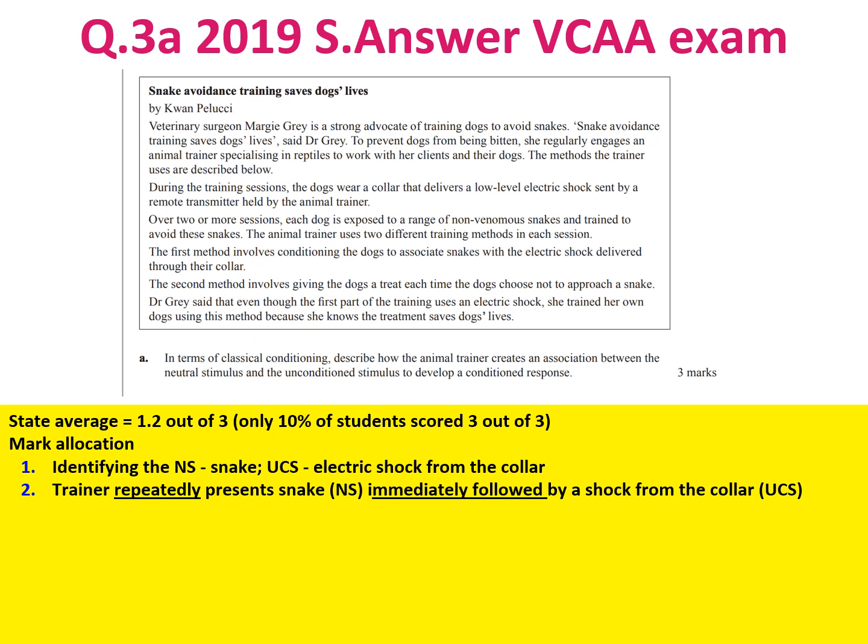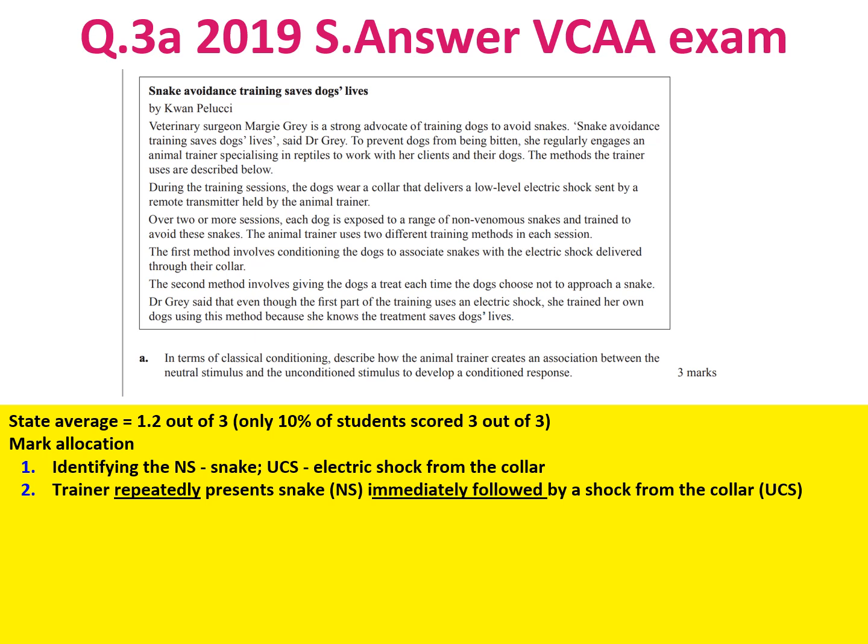Second mark was what a lot of students missed out on because of a lack of detail. So typically students emphasize there needs to be repetition. Typically students stated that the repetition involves the pairing of the NS and the UCS, but what students lost marks on was the failure to discuss the order. So therefore, emphasis needs to be placed on the rules of classical conditioning, that the trainer should present the NS first, and then immediately after that, the UCS.